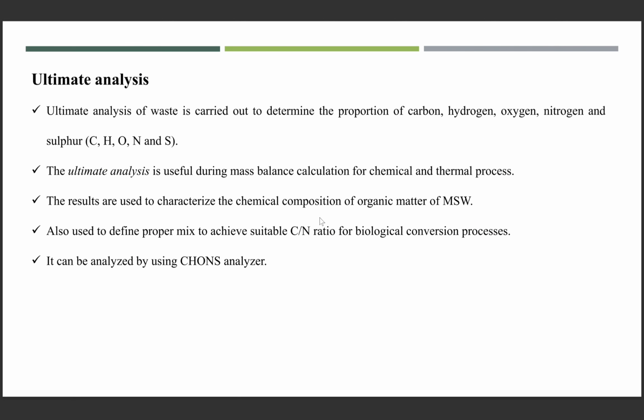The next chemical analysis is the ultimate analysis, in which carbon, hydrogen, nitrogen, oxygen, and sulfur are determined. Carbon to nitrogen ratio is important for the biological conversion process. An optimum value of carbon to nitrogen ratio should be there in the raw material if it is going for composting and anaerobic digestion. Also, after composting and anaerobic digestion, an optimum value of carbon to nitrogen ratio should be in the end product before it is applied to the agriculture field.